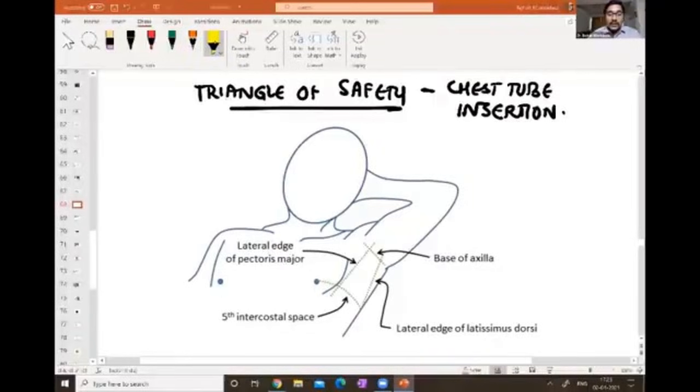Yes, in children, it is still the second intercostal space. You're right. In children, it is still the second intercostal space. It's in adults that it has changed.